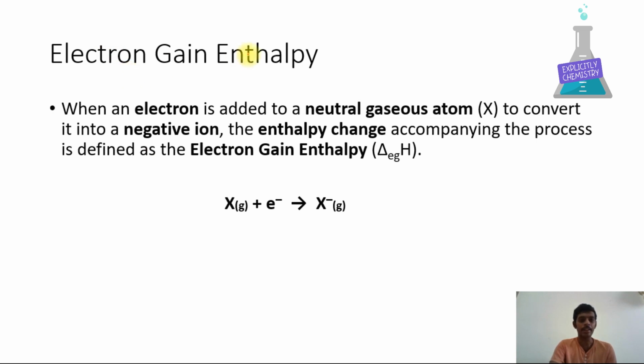Electron gain enthalpy. When an electron is added to a neutral gaseous atom, which is X, to convert it into a negative ion, the enthalpy change accompanying the process is defined as the electron gain enthalpy. It is denoted by delta H. Here Eg represents electron gain. Here X is the neutral gaseous atom. We are adding one electron to the neutral gaseous atom and it becomes an anion, which is a negative ion.